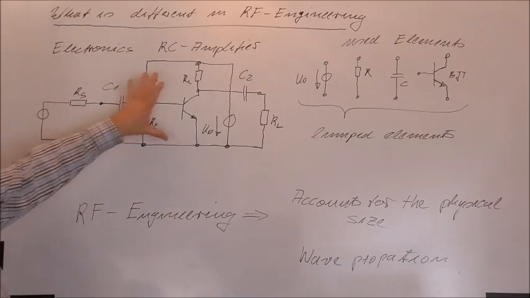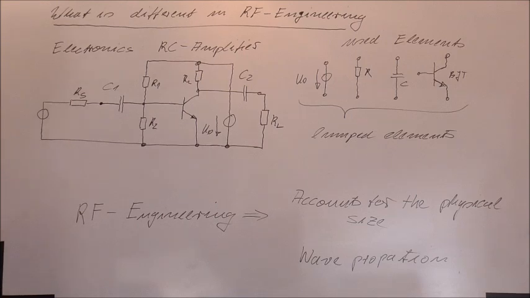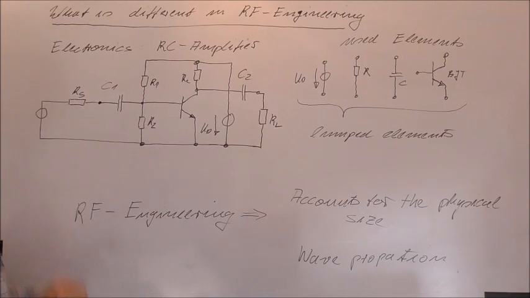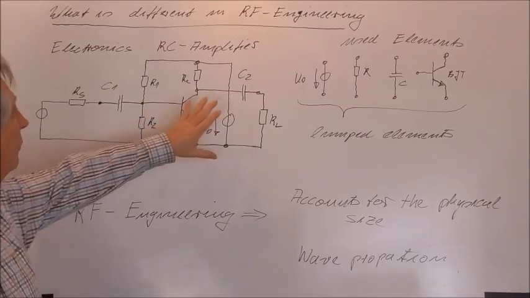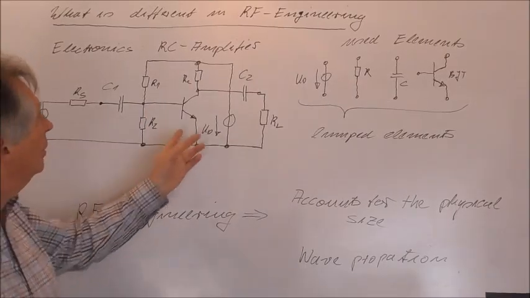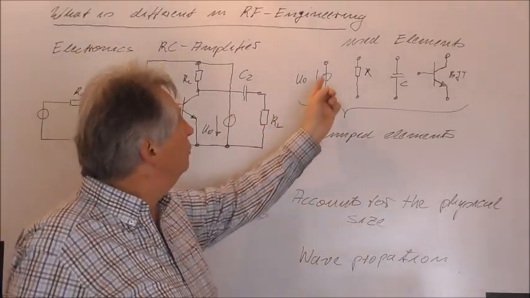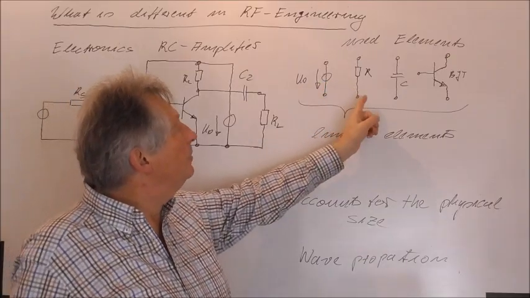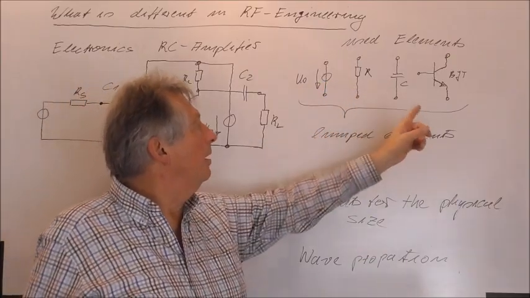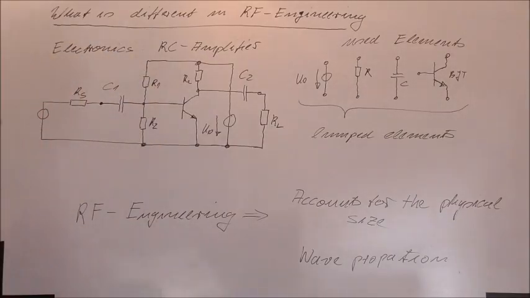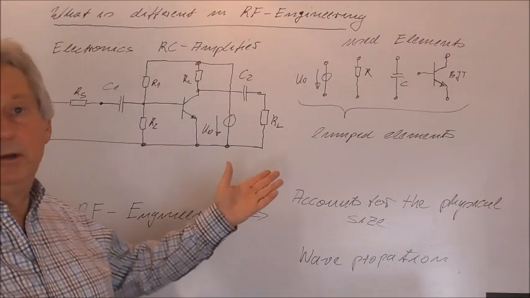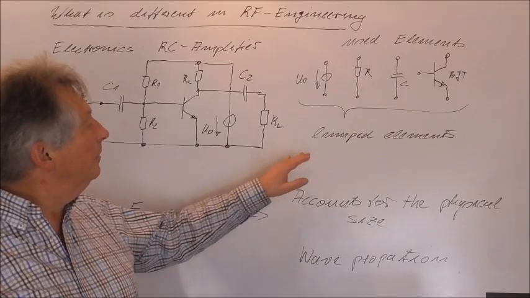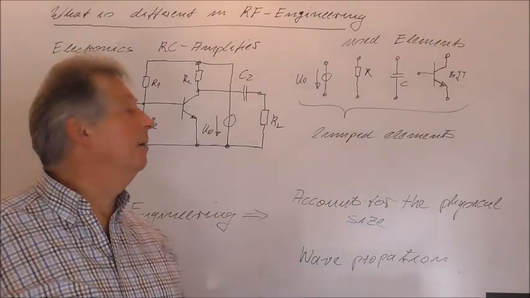It consists of different elements, and the question is now, from the theoretical point of view, what are the elements? So we use a certain schematic, and in this schematic we use different elements, for example, a voltage source, a resistor, a capacitor, and a BJT. And the question is now, what is common to all of these elements? And these elements are so-called lumped elements.